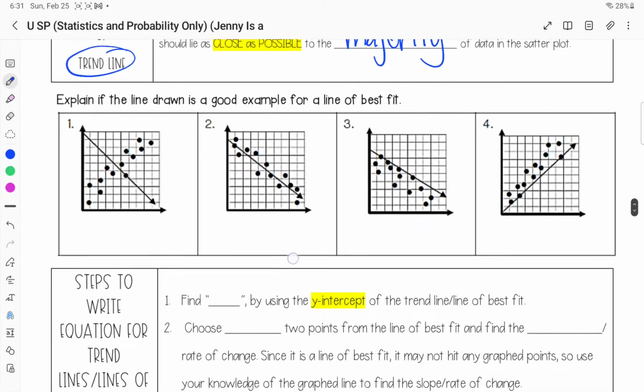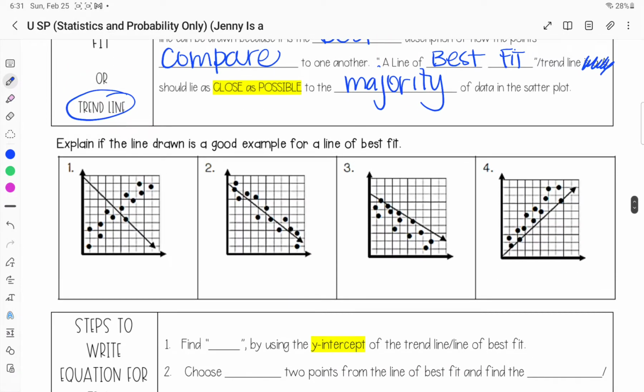So hopefully you can look at these and tell that one is terrible or that one is good. Number one should be obvious. This is a terrible representation. You should be able to tell that our data is actually increasing, but our trend line shows that our data is decreasing. So it says, explain if the line drawn is a good example of a line of best fit. No. And I would put going the wrong direction.